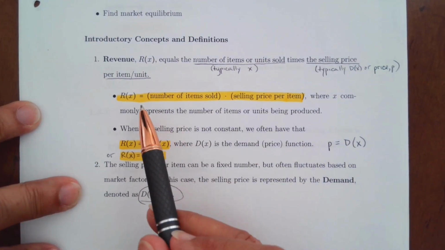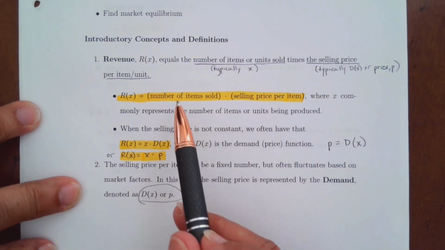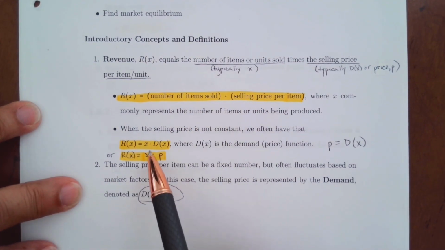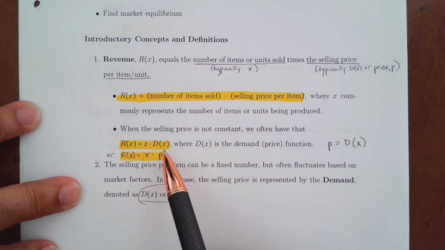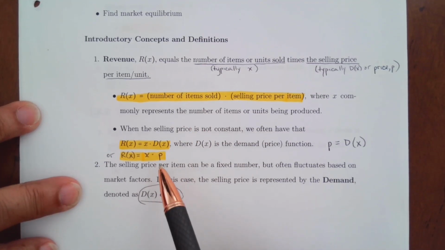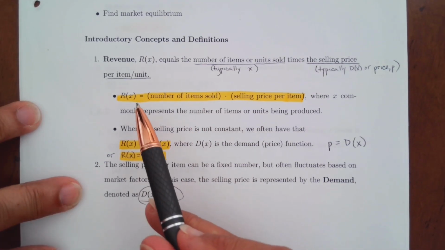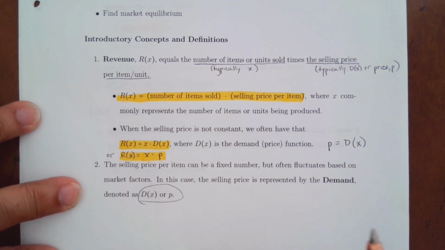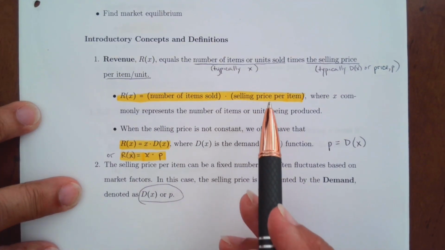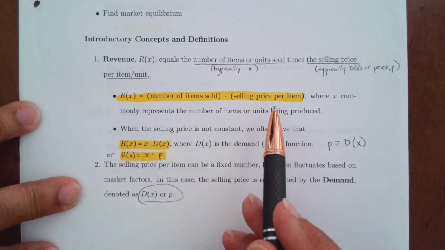So when we work these problems, I'm going to probably write it like this because sometimes we still are not comfortable with the notation yet. It doesn't matter how you learn it, just make sure you understand that revenue is the number of items sold times the selling price. That's what you need to remember.